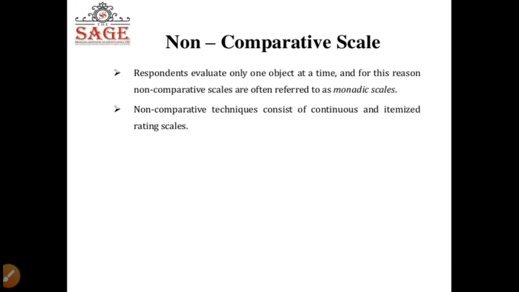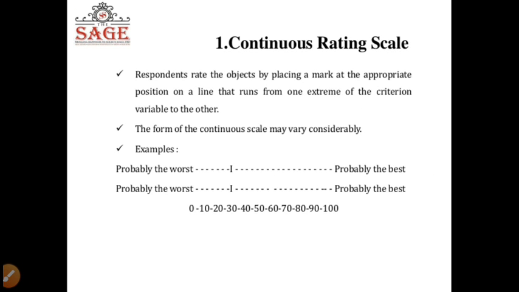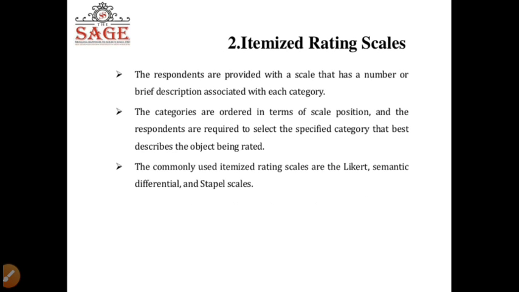Respondents evaluate only one object at a time, and for this reason non-comparative scales are often referred to as monadic scales. Non-comparative techniques consist of continuous and itemized rating scales. These are your non-comparative scales, and see this example in continuous rating scales. The form of continuous scales may vary considerably. Probably the worst, probably the best, and you can mark somewhere in between. This is what a continuous rating scale is.